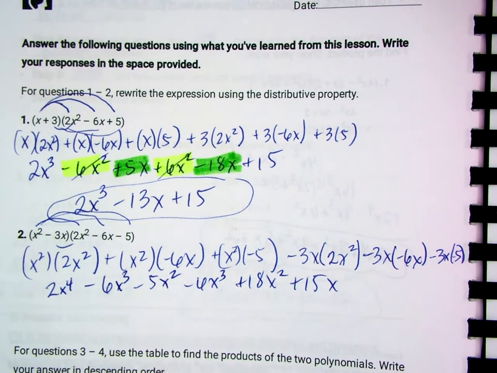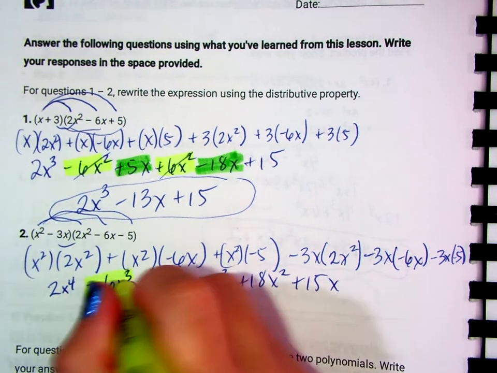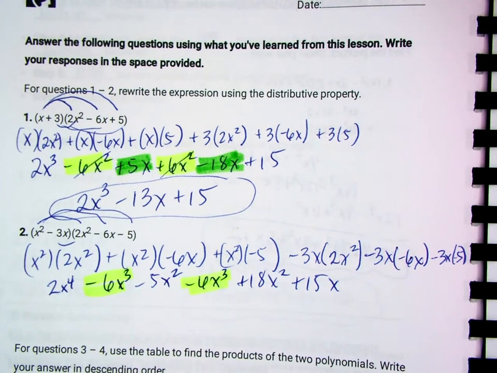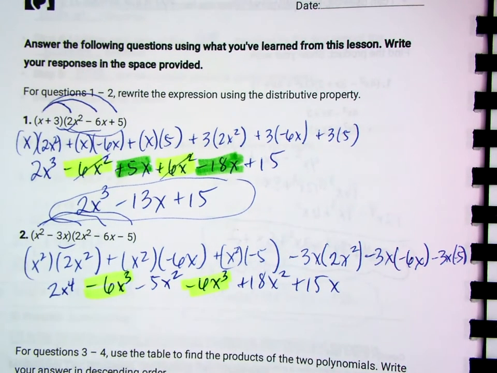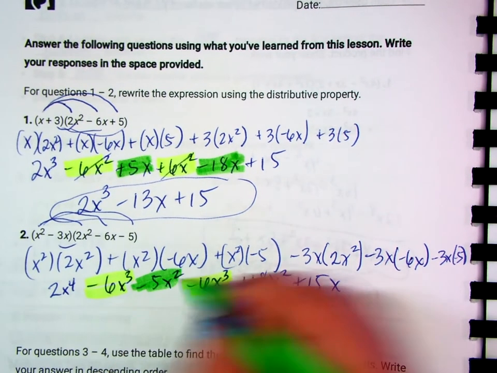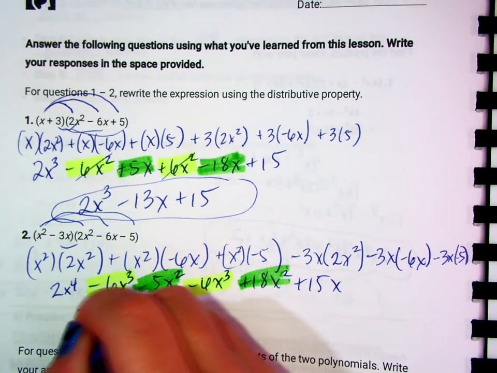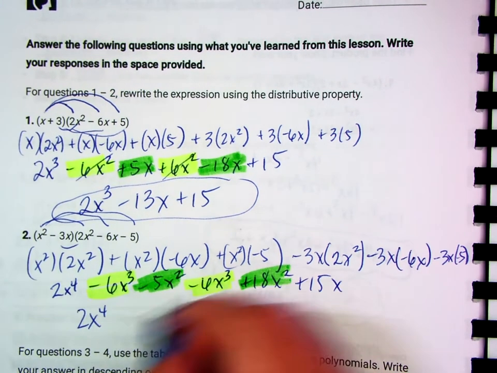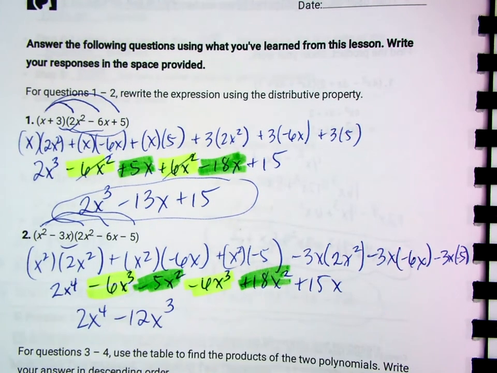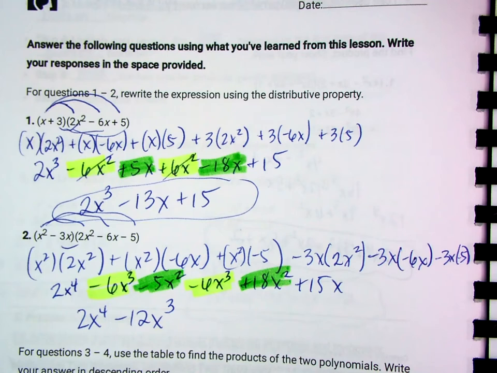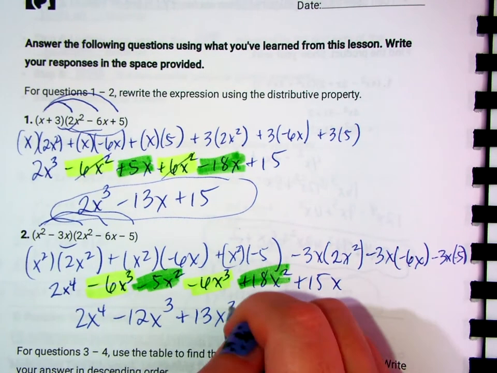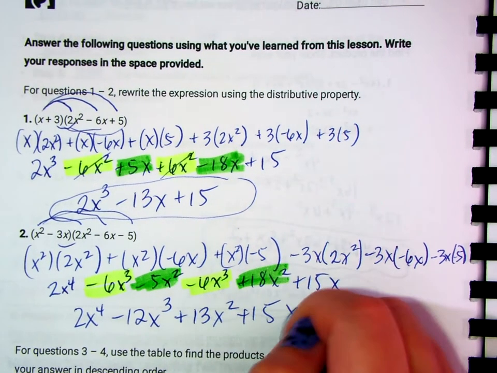And combining like terms, we have a negative 6x to the third and another negative 6x to the third. Those do not zero out. So in descending order, we get 2x to the fourth minus 12x to the third plus 13x squared and plus 15x.